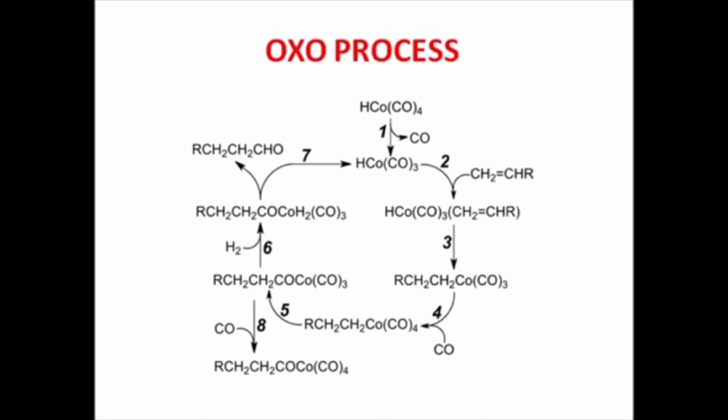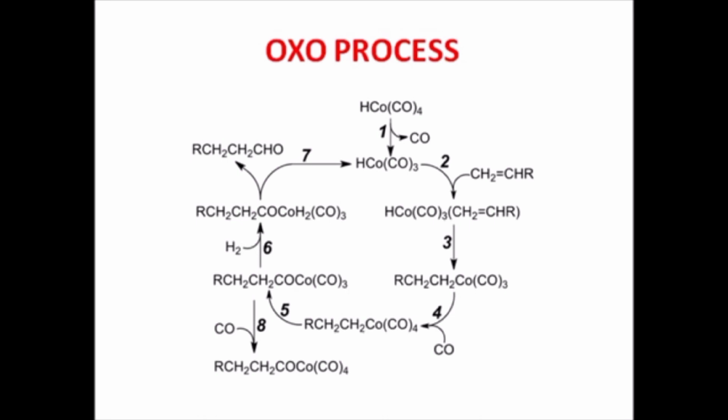So, let us come to step 2. Step 2 is the addition of alkene to the coordinatively unsaturated HCo(CO)4 to form a coordinatively saturated 6-coordinated alkene pi complex. Step 3 involves the insertion of alkene into the cobalt hydrogen bond to give an alkyl intermediate. Step 4 is another insertion reaction, namely carbonyl insertion to give an acyl complex.